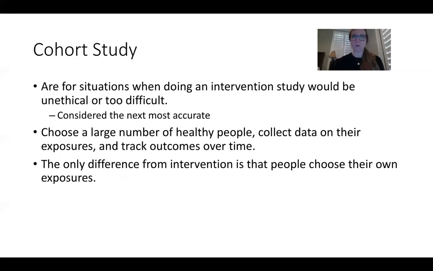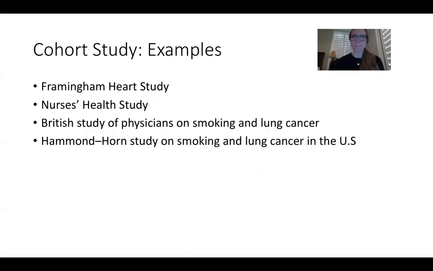Okay, cohort, a very common one. For situations when doing an intervention study would be unethical or too difficult, consider the next most accurate. Choose large groups of healthy people, collect data on their exposures, and track outcomes over time. The only difference from intervention is that people often choose their own exposures. These are examples.